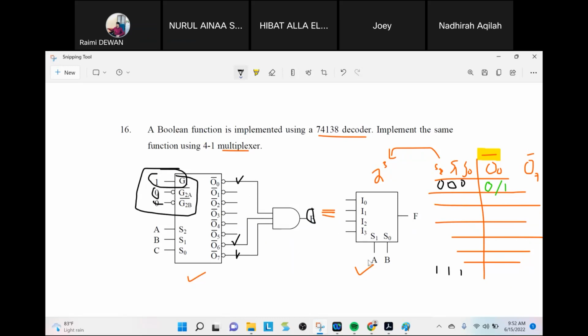Then do the same function for S0 and S1. So you need to do some K-map or whatsoever. Complete the table and do the K-map and try to implement the same thing using your multiplexer.